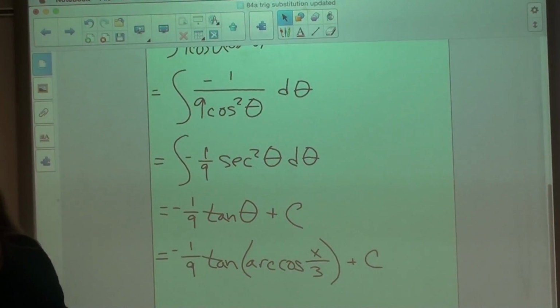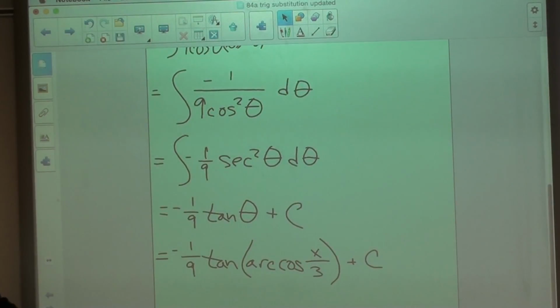But we're not done. Because, yes? Oh, I was going to say, couldn't you also do sine theta over cosine theta? Yeah, you could, you'd get the same answer. Yes. Also, why couldn't you just look at the original picture and change the tangent of theta to the square root of 9 minus x squared over x? That's what it needs to do.